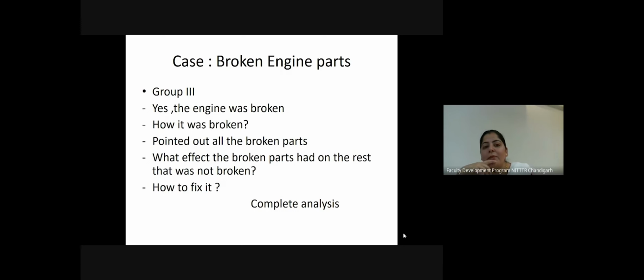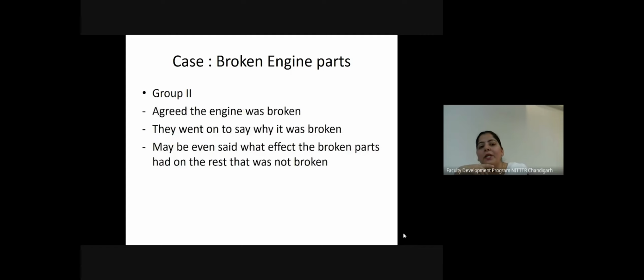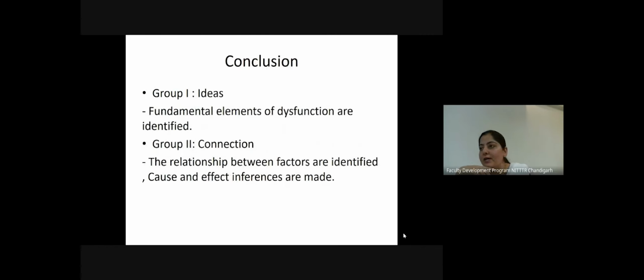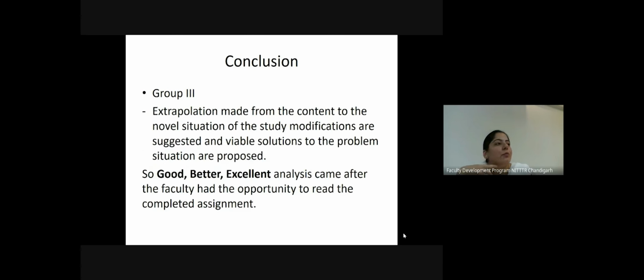तो कितने ग्रुप थे हमारे पास? 3 ग्रुप है, and there are 3 different analysis that came to us. First group give ideas, second group give connection, and third group give solutions also. So I come to know there are 3 different scales in terms of assessment available with me in my class, that is good, better and excellent.